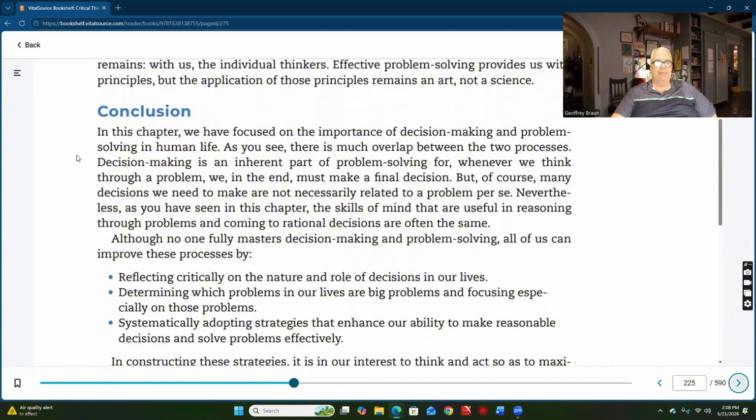Conclusion, there it is. In this chapter, we have focused on the importance of decision-making and problem-solving in human life. As you see, there is much overlap between the two processes. Decision-making is an inherent part of problem solving, for whenever we think through a problem, we, in the end, must make a final decision. But of course, many decisions we need to make are not necessarily related to a problem per se. Nevertheless, as you have seen in this chapter, the skills of mind that are useful in reasoning through problems and coming to rational decisions are often the same.